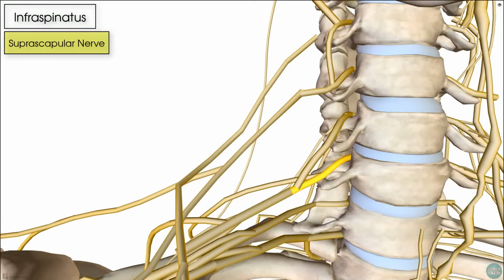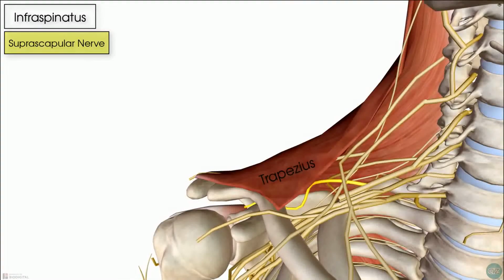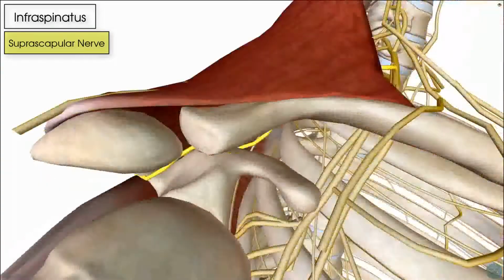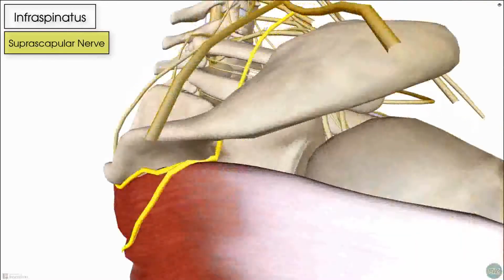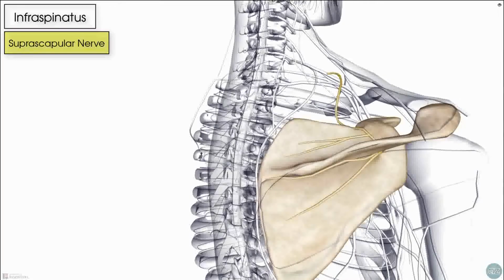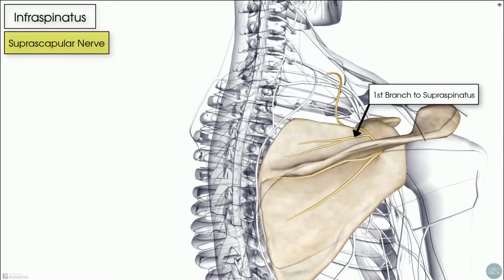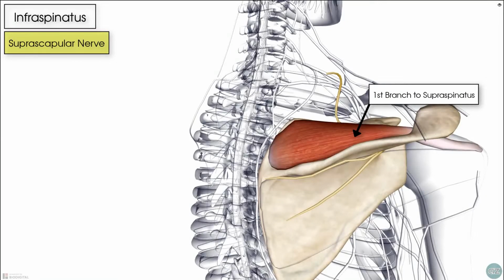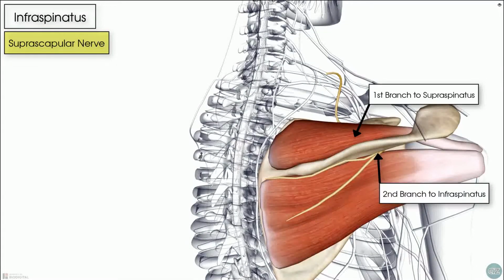The suprascapular nerve then from its origin runs underneath the trapezius muscle to reach the suprascapular notch. And after the suprascapular notch, it then gives off two branches. The superior branch, which goes to the supraspinatus muscle, whilst the second branch runs inferiorly to innervate the infraspinatus.